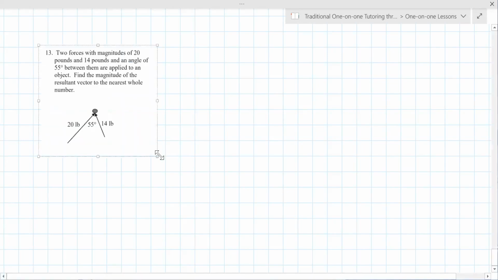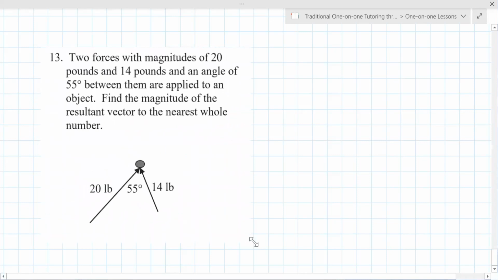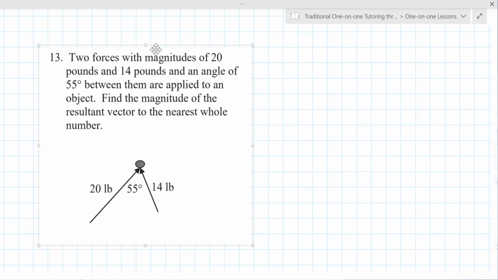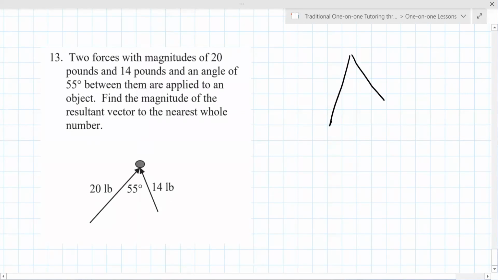Two forces with magnitudes of 20 pounds and 14 pounds and an angle of 55 degrees between them are applied to an object. Find the magnitude of the resultant vector to the nearest whole number. What we would normally do is break them into their x and y components, but we really don't have enough information to do that. So this literally becomes a law of cosines problem where you've got 20, 14, and 55.